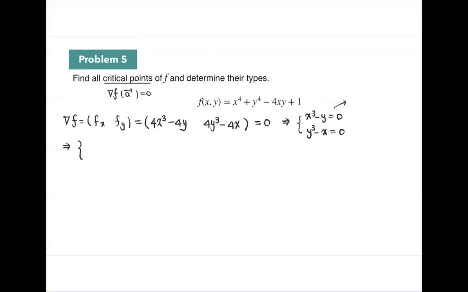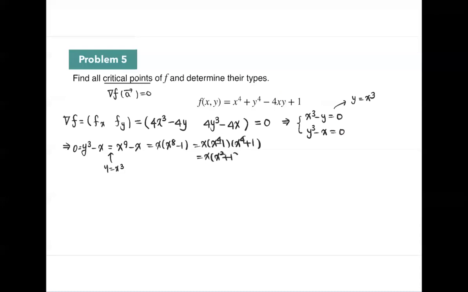From the first equation, we have y equal to x cubed. In the second equation, y cubed minus x equals 0, I just put y equal to x cubed here. Then we get x to the 9 minus x is 0, which is x to the 9 minus x, so it factors as x times (x minus 1)(x plus 1) times another factor.